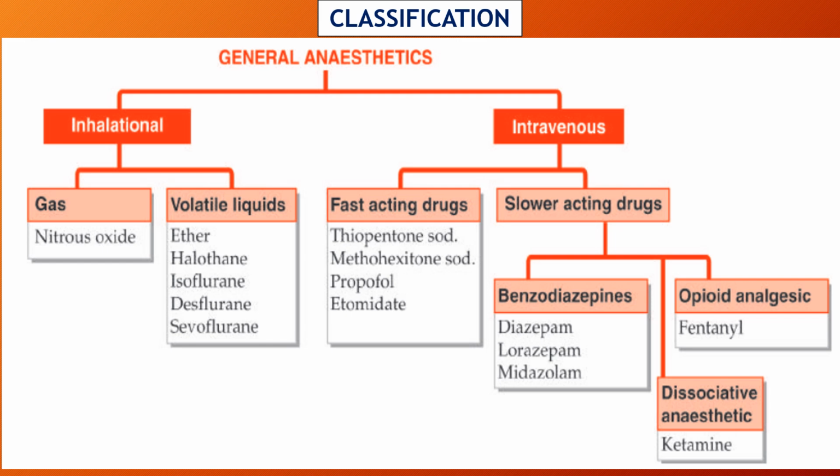As intravenous general anesthetics, they are classified as fast acting and slower acting. Fast acting intravenous general anesthetics are thiopentone sodium, propofol, methohexitone sodium, and etomidate. The slower acting drugs are further subclassified as benzodiazepines, dissociative anesthetics, and opioid analgesics. The common example of an opioid analgesic is fentanyl, ketamine is used as a dissociative anesthetic, and the benzodiazepines are diazepam, lorazepam, and midazolam.